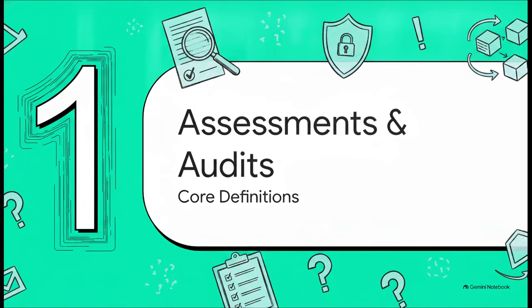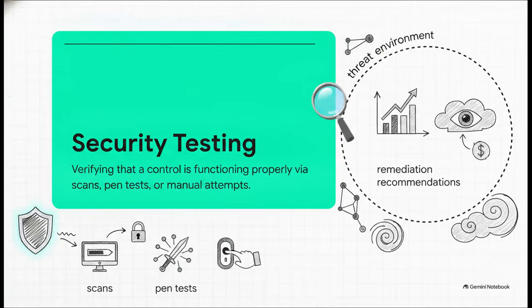Section 1, Assessments, Tests, and Audits. Okay, let's dive right in and establish the absolute core definitions you need to pass. So our very first critical definition is security testing. This is all about verifying that a control is actually functioning properly. You are actively verifying a mechanism through automated scans, tool-assisted penetration tests, or even just manual attempts.